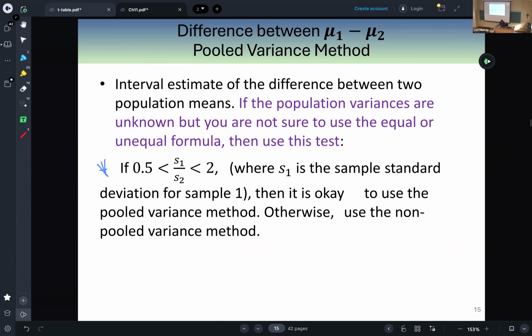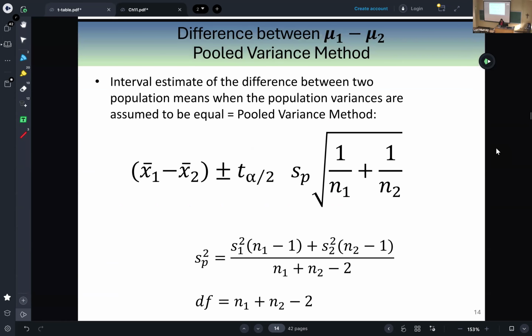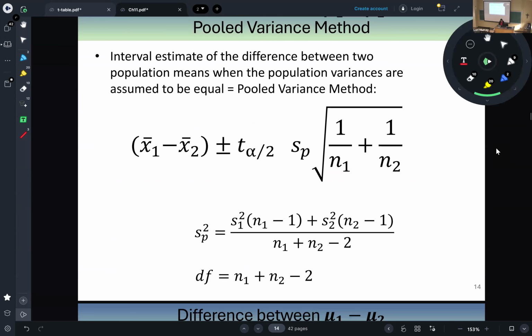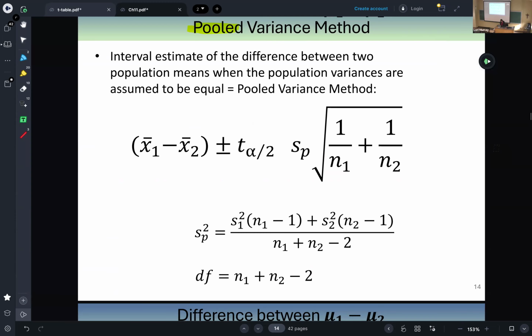So right here, if the standard deviation from the first sample divided by the second sample, right? If that little quotient is between 0.5 and 2, then go ahead and use that formula. Go ahead and use the pooled variance formula. That's this one here. If it's not, then don't use the pool, because it means we only can use this formula. We can only pool the variance when they're close in size, so between 0.5 and 2.